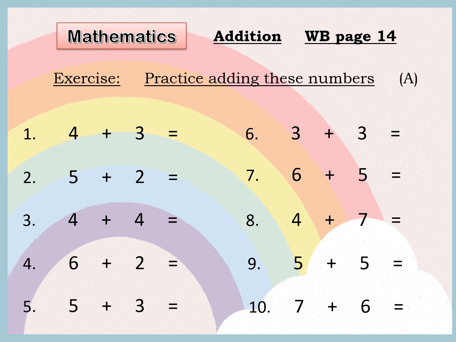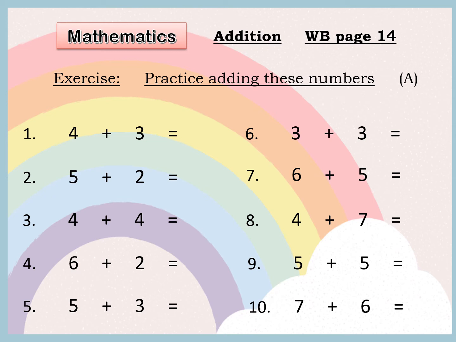Number 2, we have 5 plus 2 equals. Number 3, we have 4 plus 4 equals. Number 4 is 6 plus 2 equals. Number 5, we have 5 plus 3 equals. Number 6, we have 3 plus 3 equals. Number 7, we have 6 plus 5 equals.